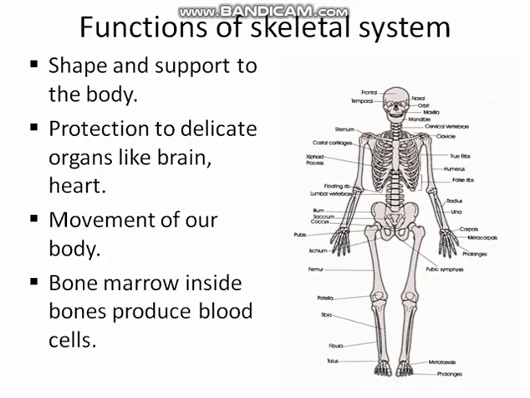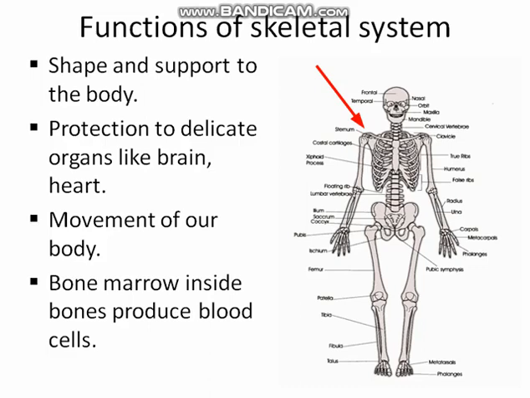Now let's talk about the functions of skeletal system. What are the various functions of skeletal system? This is the picture you can see here. This is the skeletal system. This is how our skeletal system looks. These are all the bones of our body, which are 206 in number.